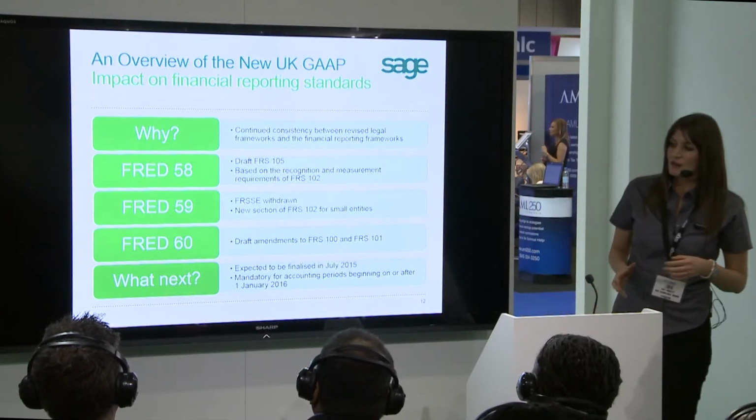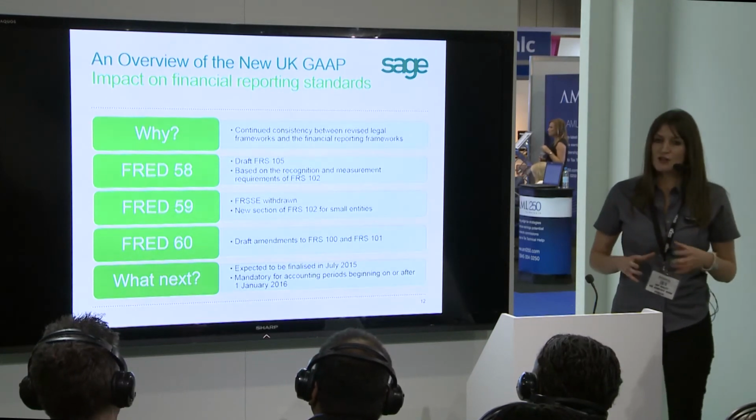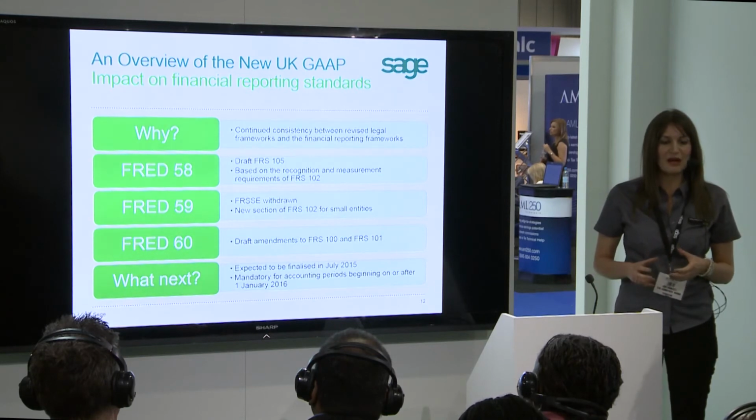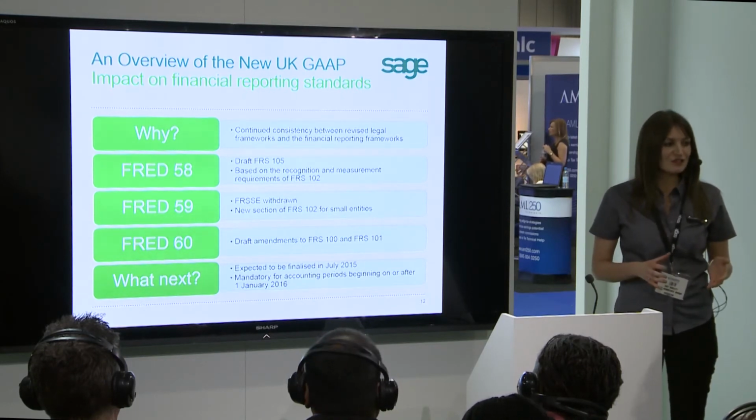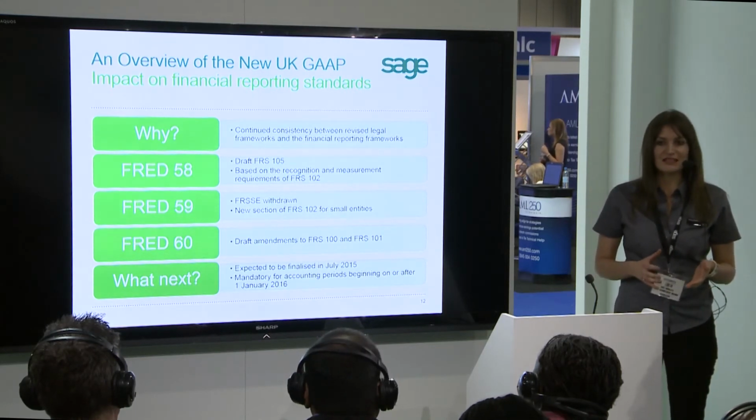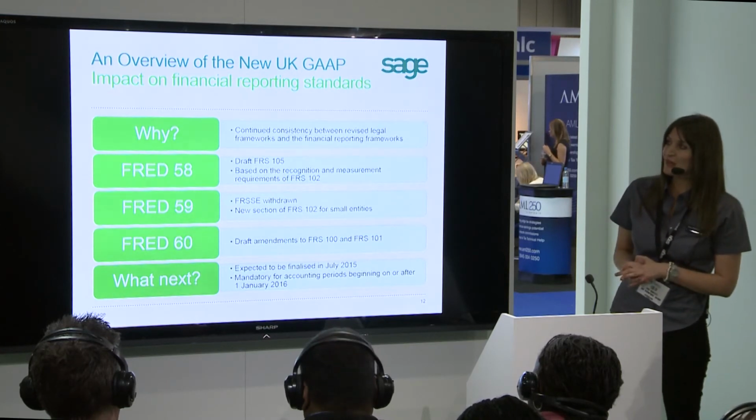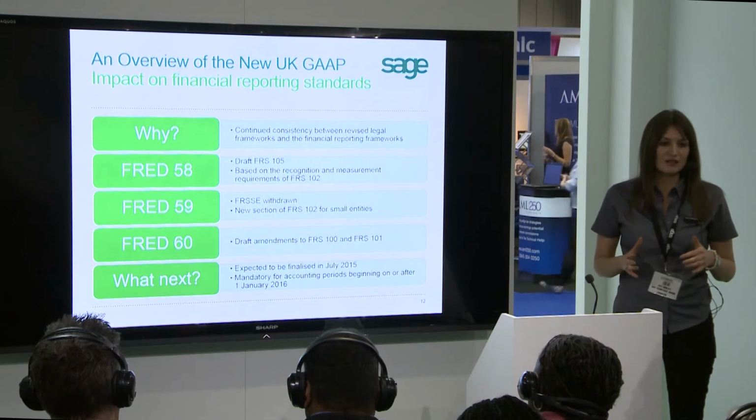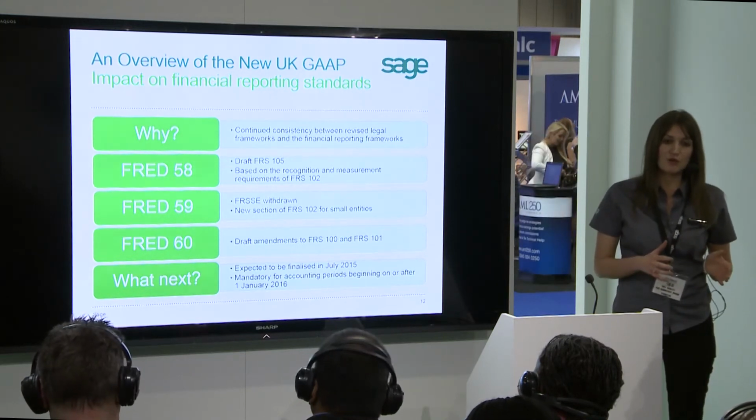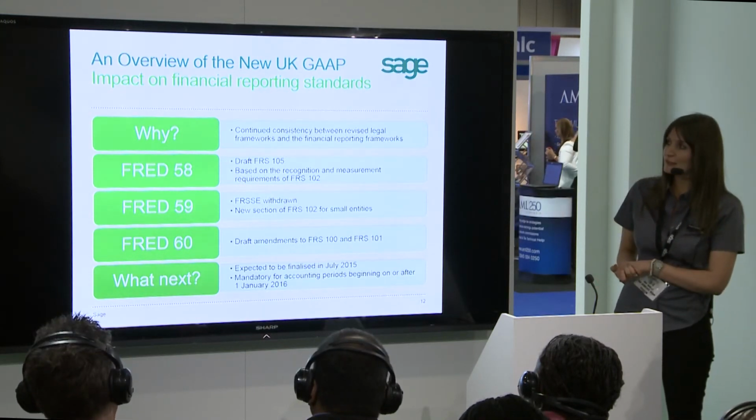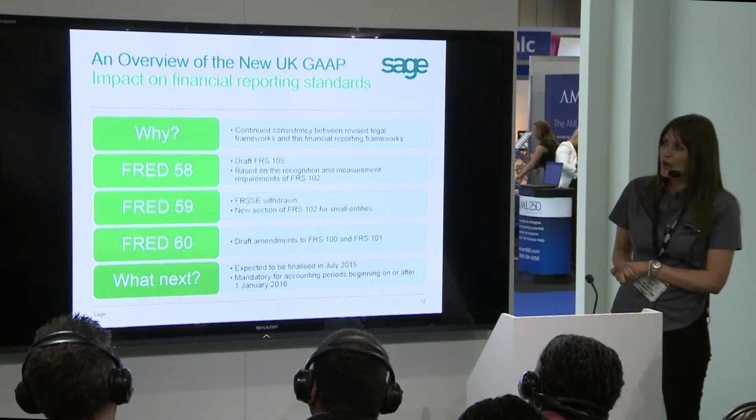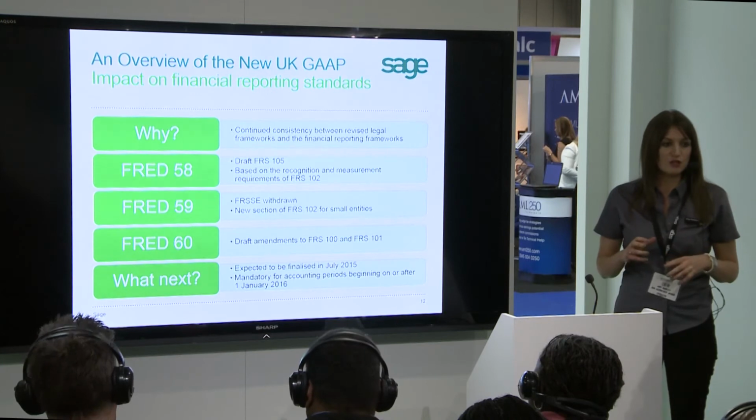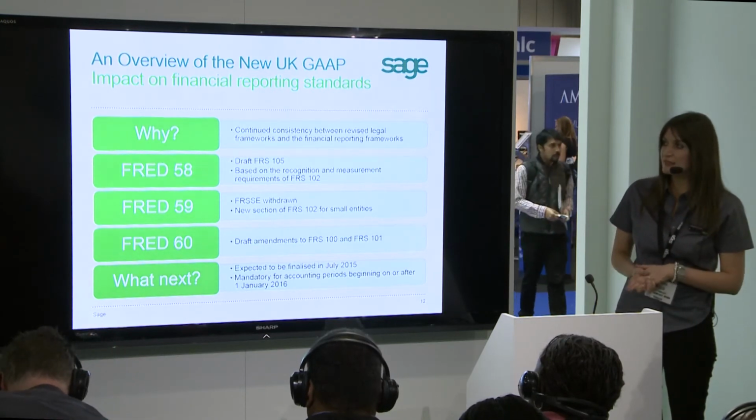Because of the changes to company law, the Financial Reporting Council have now had to look at the accounting standards that go hand in hand with small companies to make sure that they keep consistencies between the legal framework and the accounting framework. And that's resulted in some financial reporting exposure drafts, or FREDs.